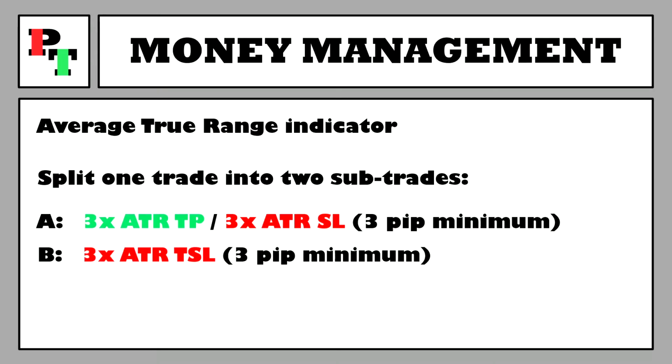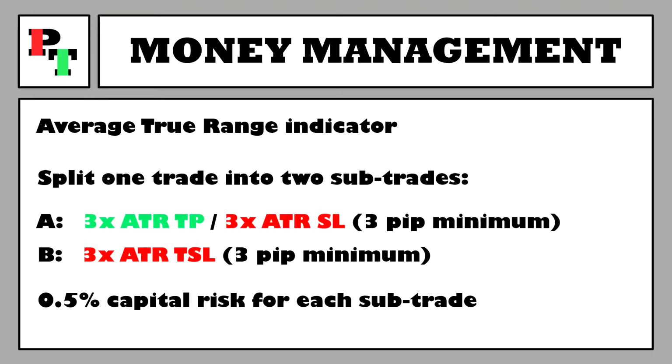Then subtrade B will be a trailing stop loss, which will also be set at 3 times ATR value from the entry price, and it's also got that same 3 pip minimum. We'll be hoping to use the trailing stop loss to take advantage of some longer lasting trends from price as signaled by the alligator indicator. We'll see.